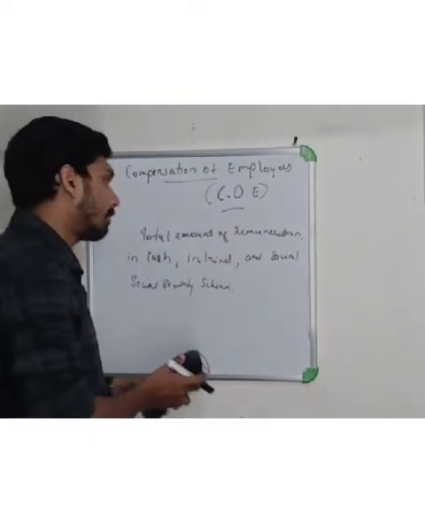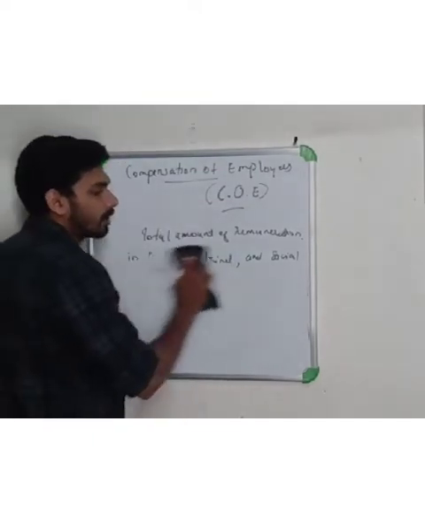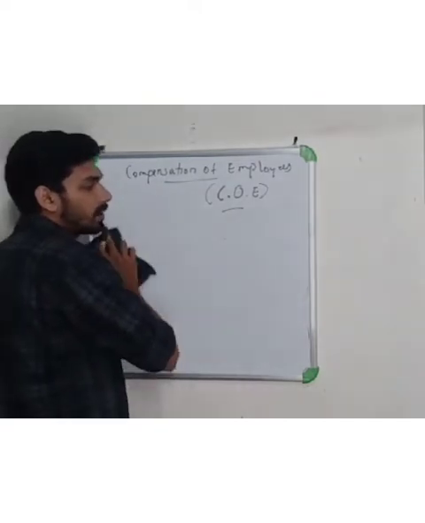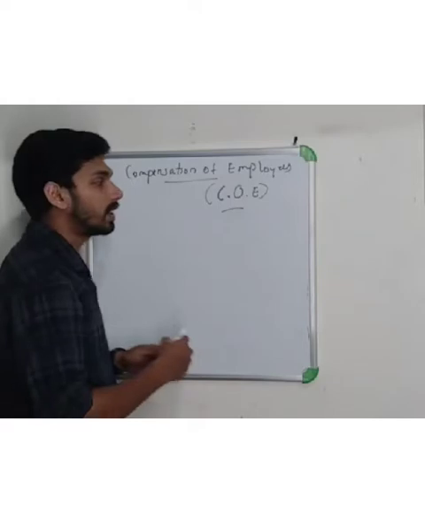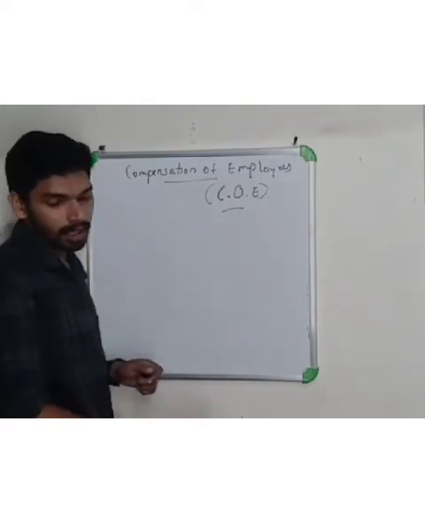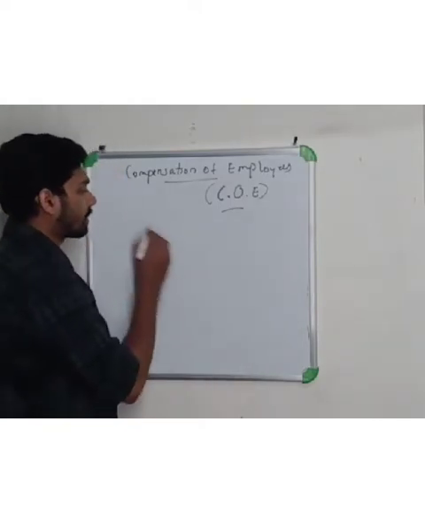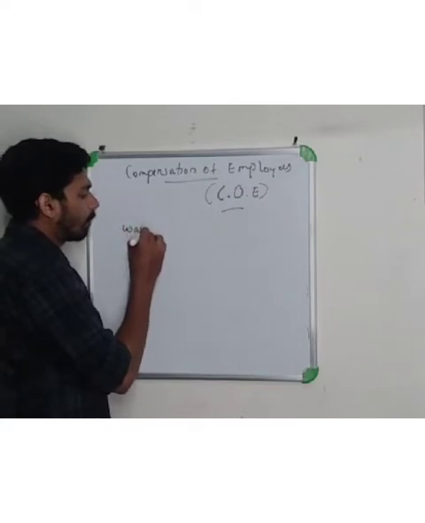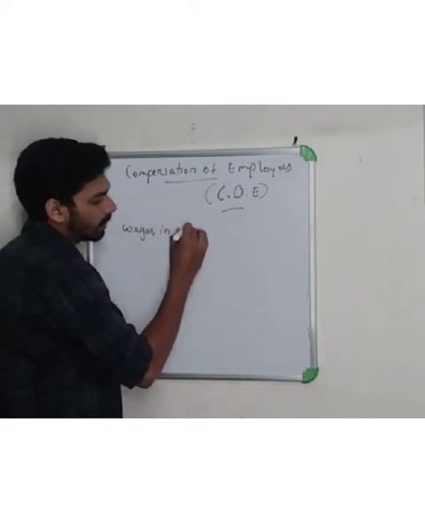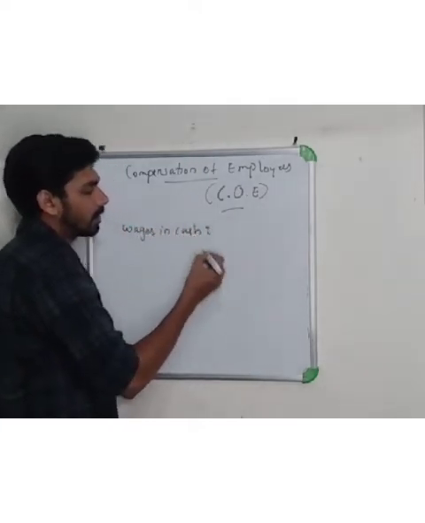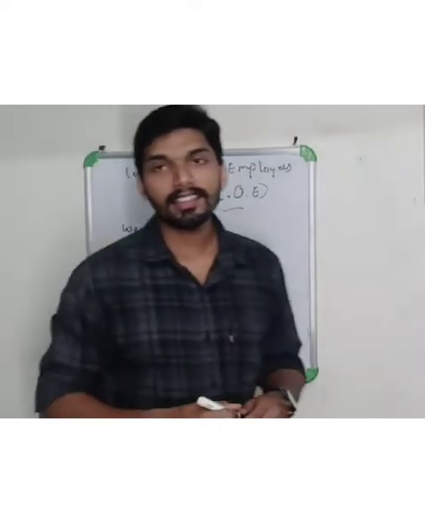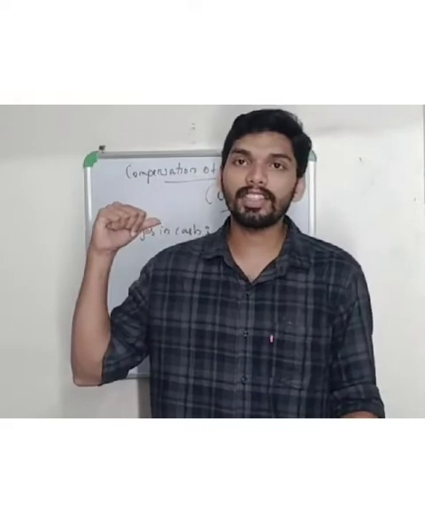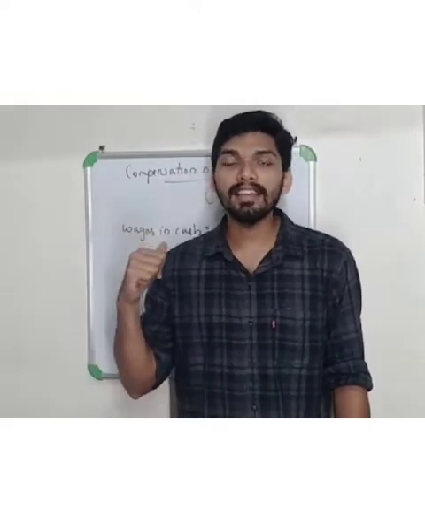So, which are the important types of compensation? The compensation of the employees can be discussed under different headings. The first one is wages in cash. That is the first important component of COE.